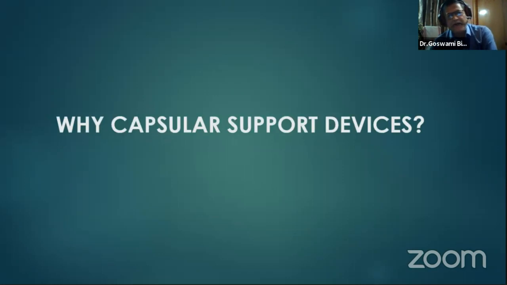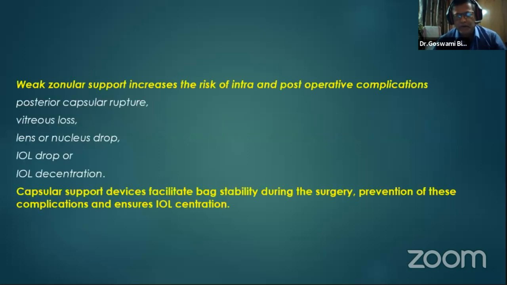Now, why are capsular support devices required? Surely, the answer will be whenever we feel that the capsular, zonular support is not strong. Because weak zonular support increases the risk of intra and post-operative complications like posterior capsular rupture, vitreous loss, the nucleus may be dropped, the whole lens may be dropped, the IOL may be dropped, the IOL can decentralize. So capsular support devices facilitate the bag stability during the surgery, prevent these complications and ensure IOL centration.